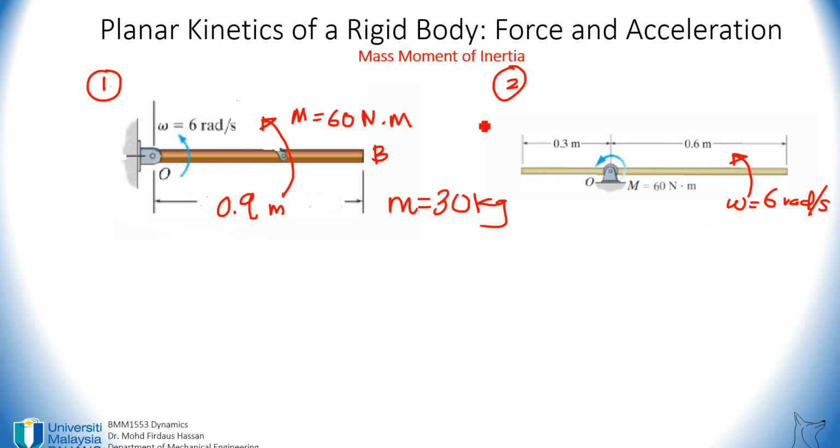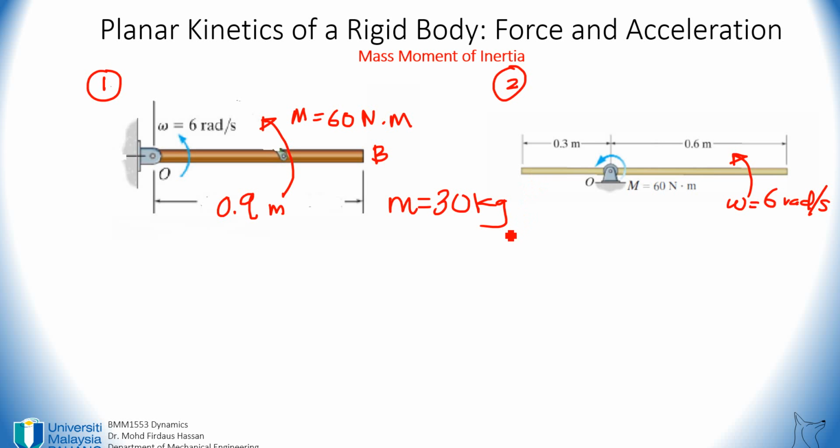Figure number 1 and number 2 are similar in terms of weight, in terms of size, in terms of everything, except the point of rotation. For figure 1, the point of rotation is at the left end of the slender rod. But for figure 2, the point or axis of rotation is at point O, 0.3 from the left end. Okay, a bit different.